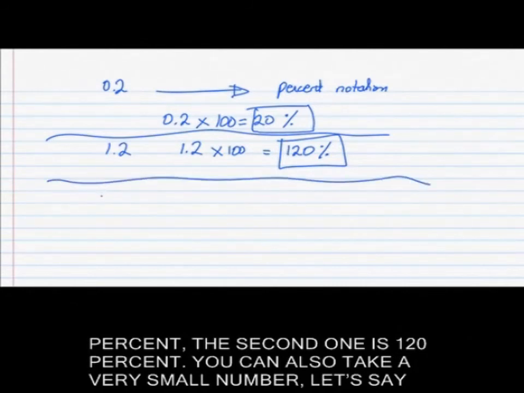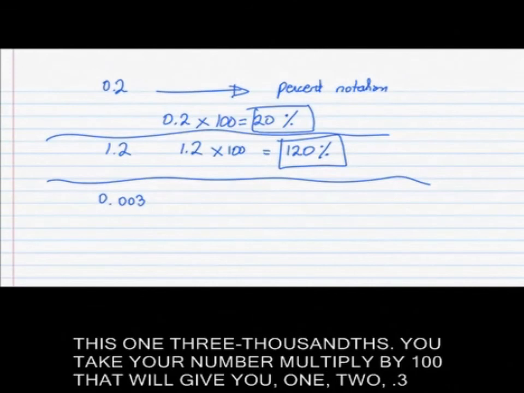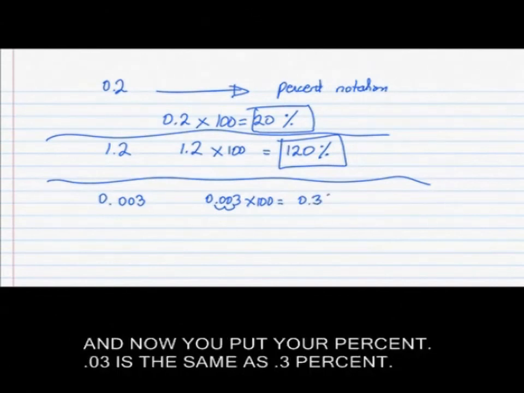You can also take a very small number, let's say 0.003. You take your number, multiply by 100, and that will give you 0.3, and now you put your percent. 0.003 is the same as 0.3%.